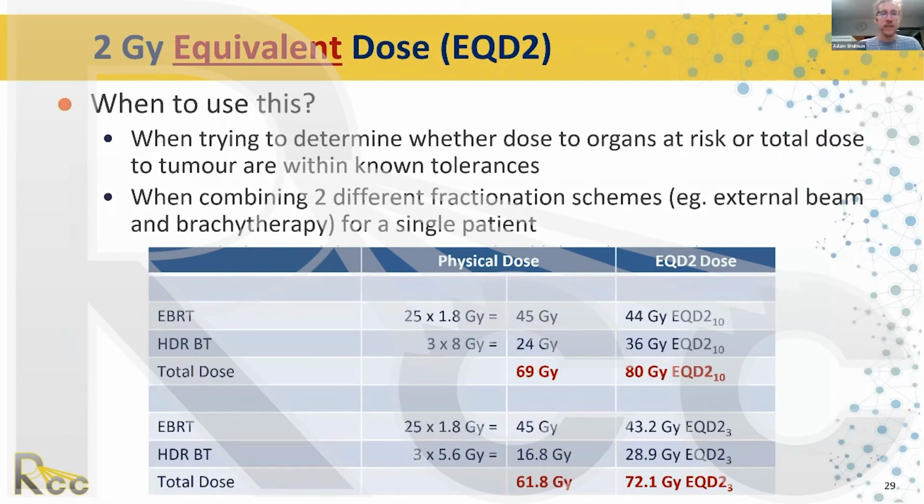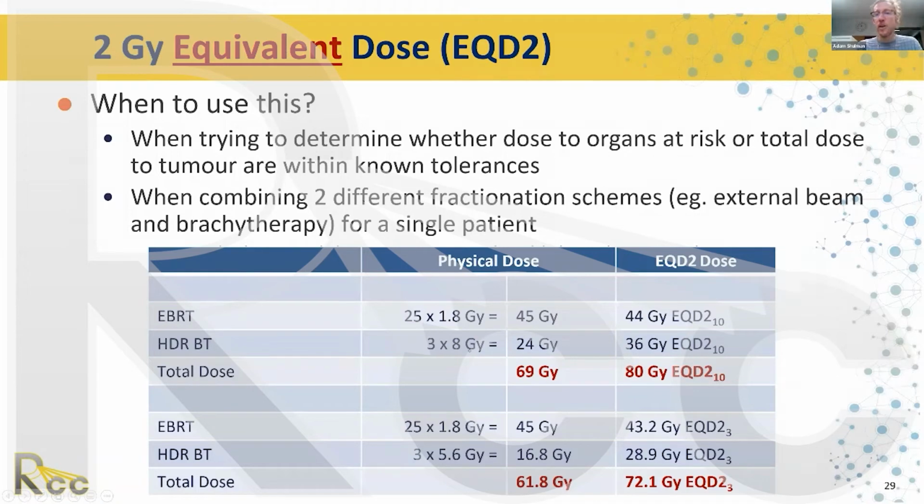So when do you use this? When trying to determine whether dose to organs at risk or total dose of tumor are within known tolerances, or when combining 2 different fractionation schemes. So for example, again, external beam and brachytherapy. Here's external beam, 25 times 1.8 to 45 gray. This is 45 gray equivalent dose in 2 gray per fraction for the tumor, alpha beta of 10.